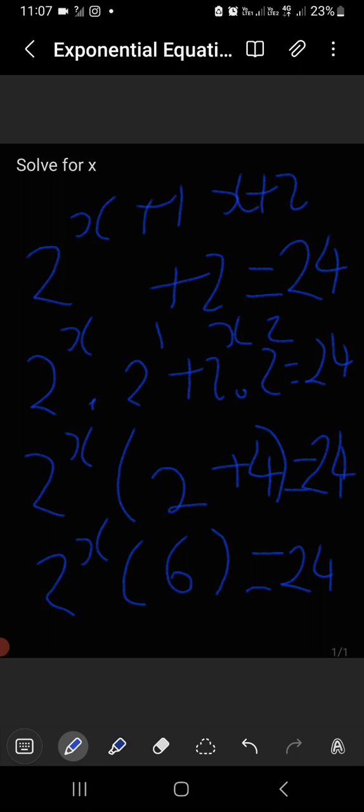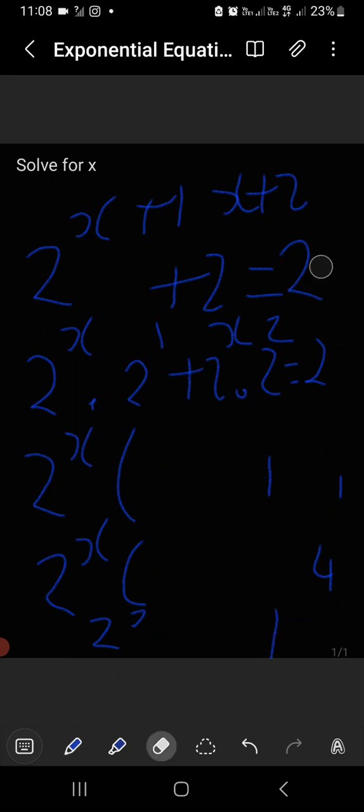If we divide everything by 6, we will be left with 2 to the power of x. Then what is 24 divided by 6? 24 divided by 6 is 4. So we have 2 to the power of x equals 4.